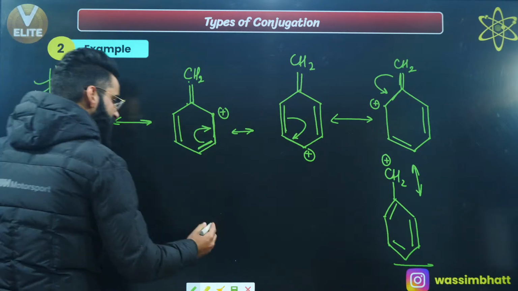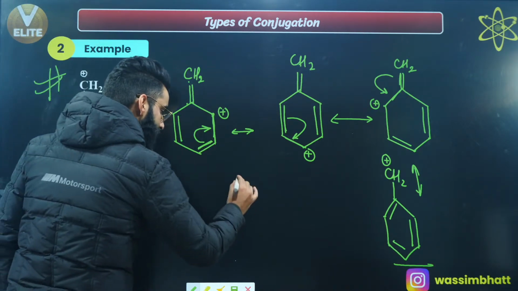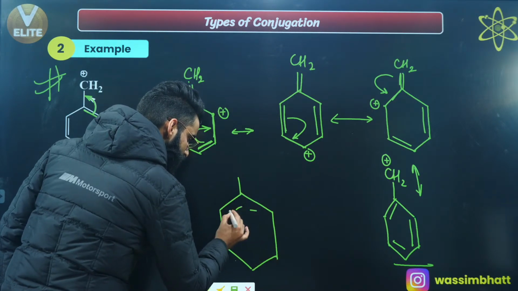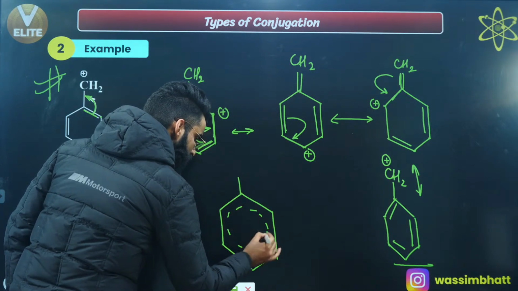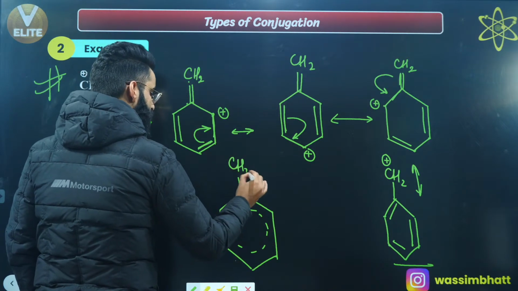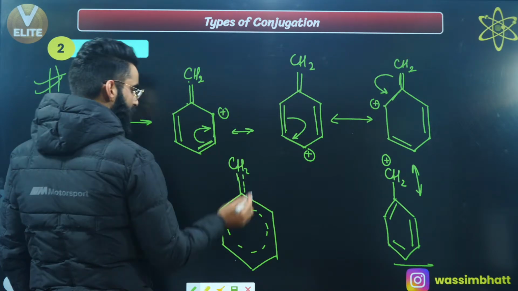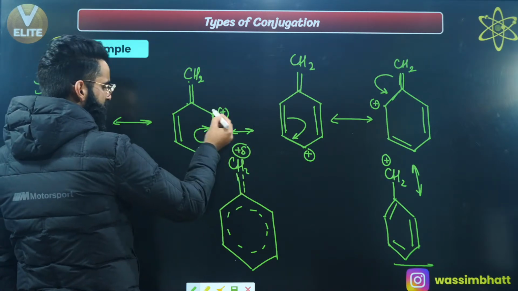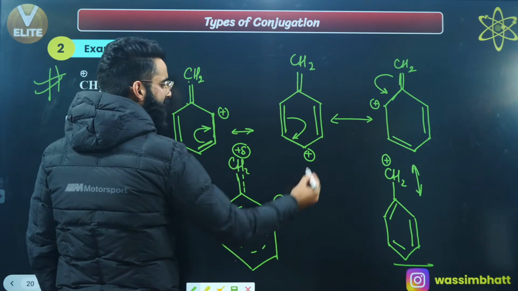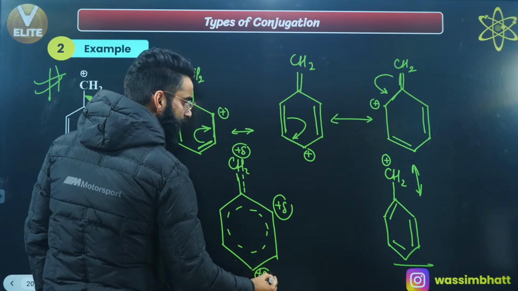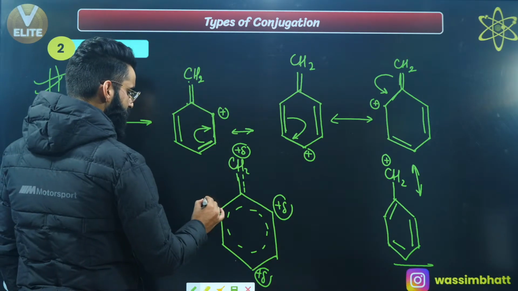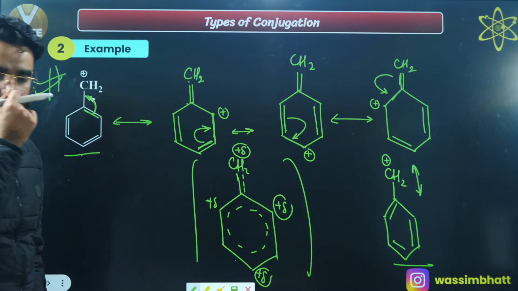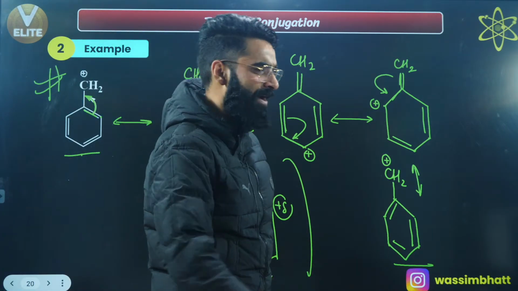So what is going to be my resonance hybrid? See what is going to be my resonance hybrid. In one of the structures, this carbon is getting the positive charge. In this structure, this carbon is getting the positive charge. In this structure, this carbon is getting the positive charge, delta positive. In this structure, this one is getting the positive charge, correct? So this is going to be basically my resonance hybrid, whose stability is going to be the maximum among all.